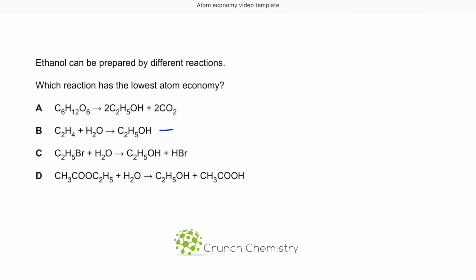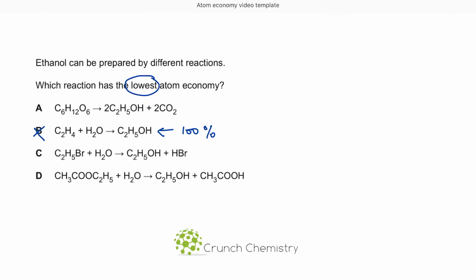Well, let's start with B. I know straight away that the atom economy of that particular reaction is 100%, because there are no byproducts, there are no wasted atoms. All of the reactant atoms go into our product, so it's clearly not that one. Once again, we are looking for the lowest atom economy, not the highest. Please read the question carefully.